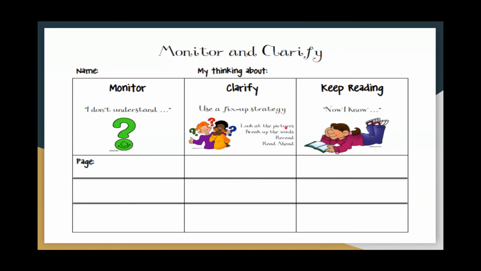Did you look at the pictures? Did you break up the words? Did you reread? Did you read ahead? What was the strategy you utilized? You will jot this down in the second column. And then in the third column, you will jot down what you know now. So based on the strategy that you utilized, what do you know now, which will allow you to keep reading and have a better understanding of the text. So you will utilize this graphic organizer for your independent work part of this lesson, boys and girls.